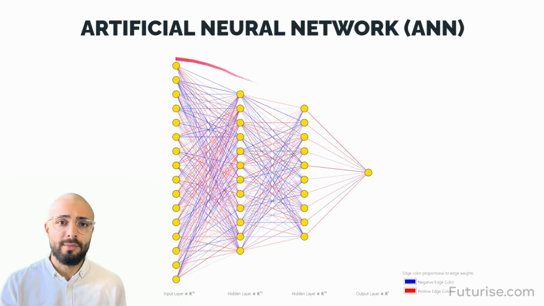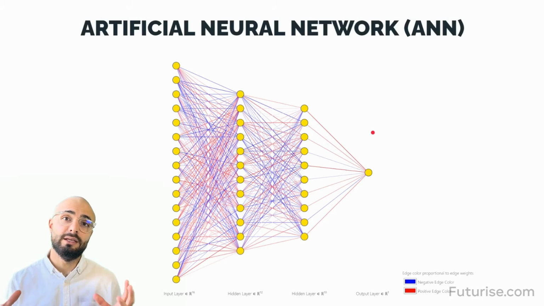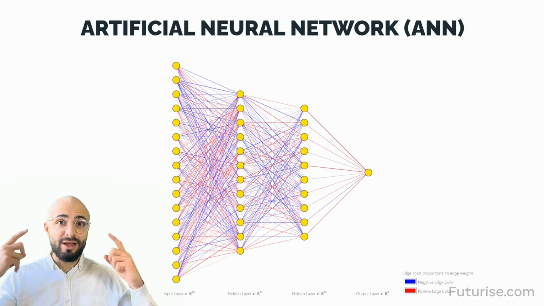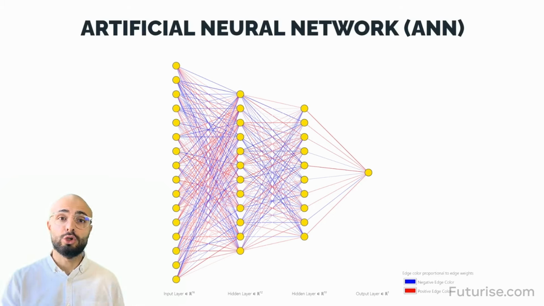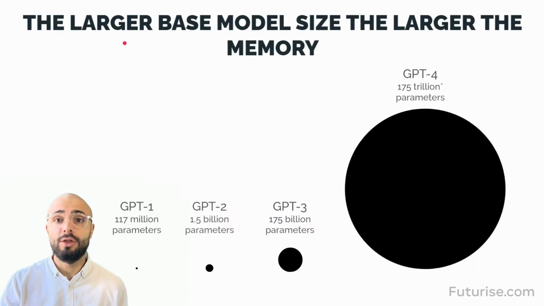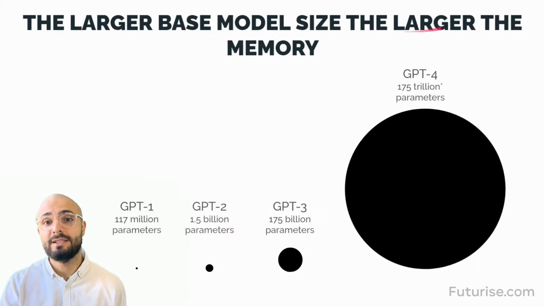With this specific model, you're able to solve a whole lot of complex problems, and a whole field of study emerged from this called deep learning. It's called deep learning because the same way the human mind learns from its surroundings, these models also learn. This process of assigning weights or parameters between all these different nodes is called learning. And with learning, you are able to build more intelligent models. The larger the base model size, the larger the memory.